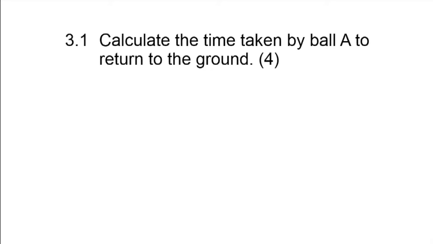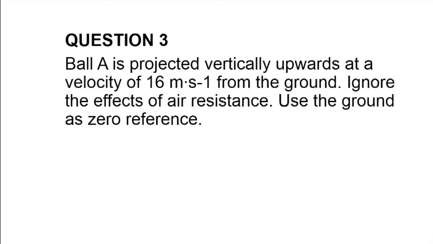Right, you don't have a diagram there. Can you just try to make some sort of a diagram so that we understand what we have here? We're saying ball A is projected vertically upwards, okay? It's going up there, at a velocity of 16 meters per second from the ground.